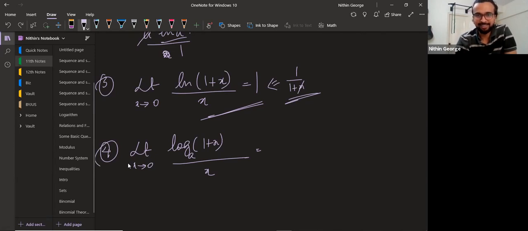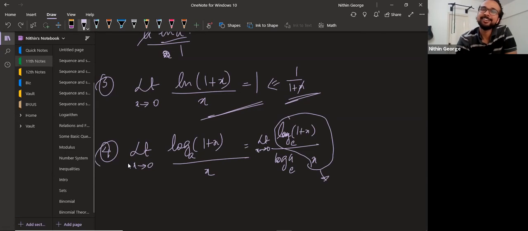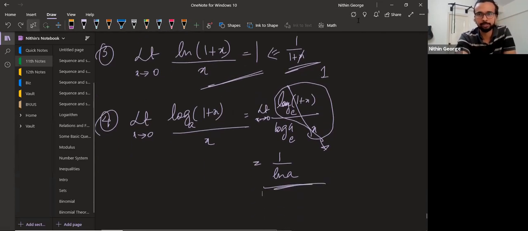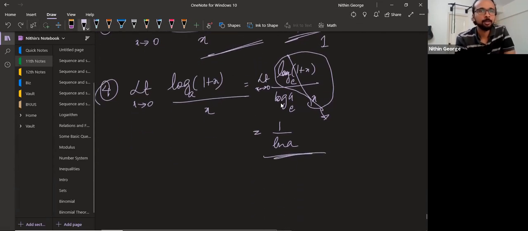Log to the base anything can be written as log 1 plus x to another base divided by log a to the base e, right? And this part you already know. This comes out to 1 when you put limit x tends to 0. This part I keep forgetting. So this comes out to 1, and then I get 1 by ln a. So this formula also remember. Basically just remember one of these, but know how to transform either of these.